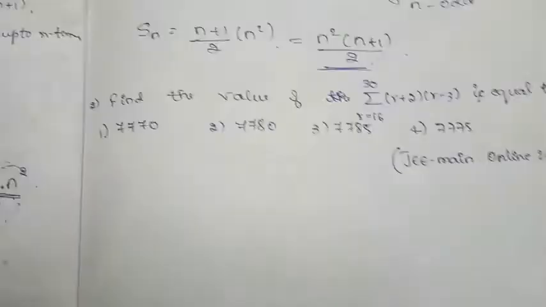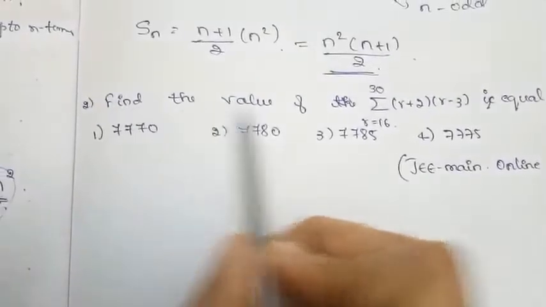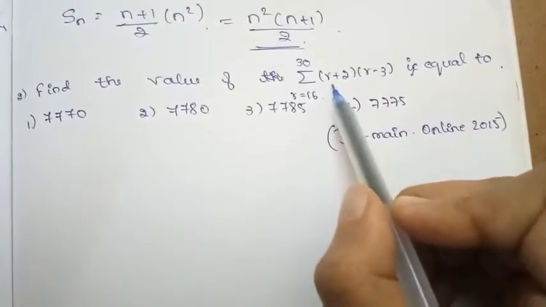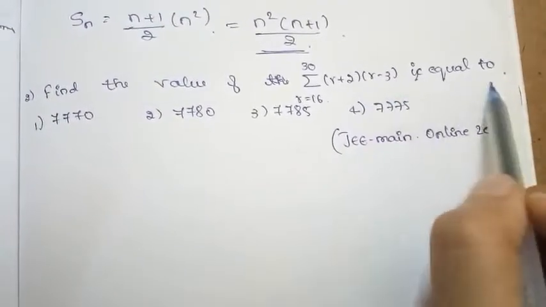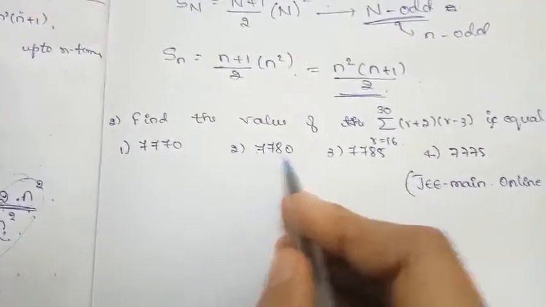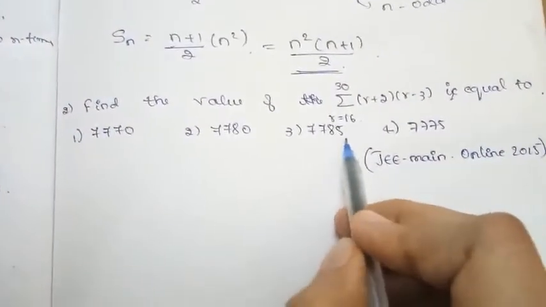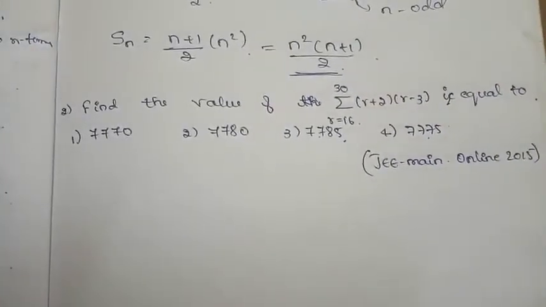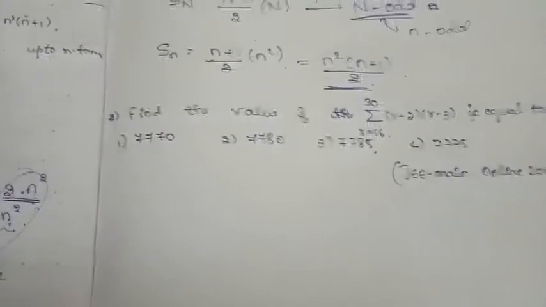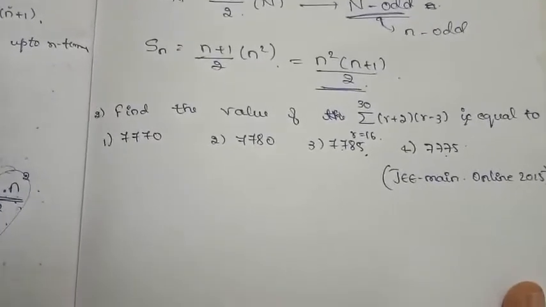Hi guys, so another question. Find the value of summation r equals 16 to 30 of (r plus 2) into (r minus 3). They have given four options: 7,770, 7,780, 7,785 and 7,775. This is one of the JEE Main online questions. So how do we solve this question?